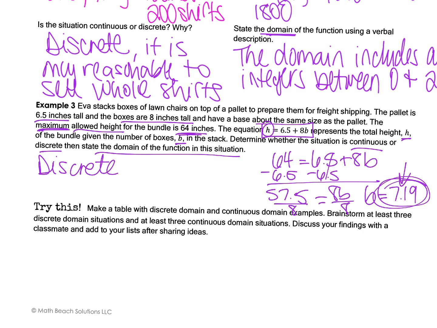So my domain, we're going to have to list it out. It's discrete. So I'm going to use my curly bracket 0 because we don't have to stack any. 0, 1. We're going to go all the way up to 7. We can't go to 8 because 7.19 gives us that maximum height. So that would be our domain. So this is domain and range applications. Let me know if you have any questions.